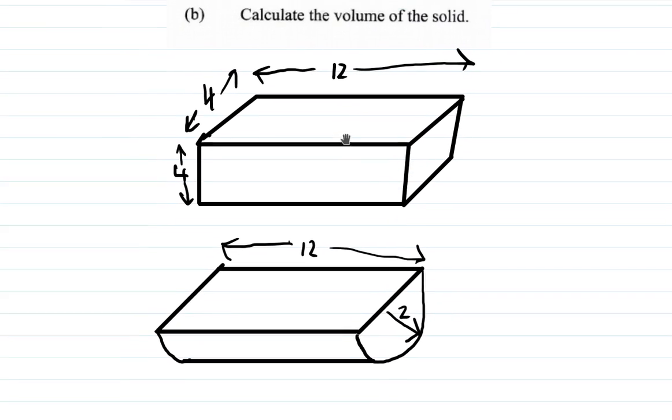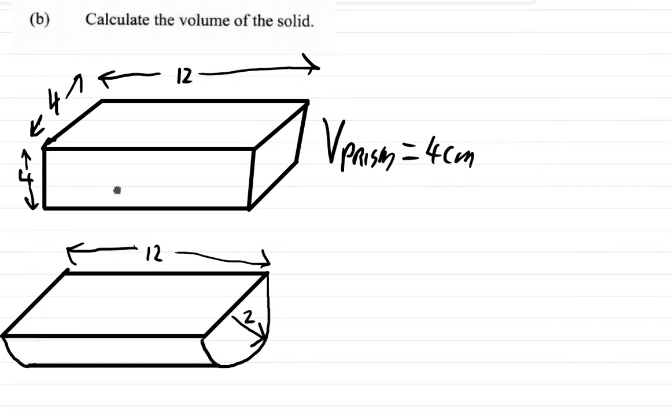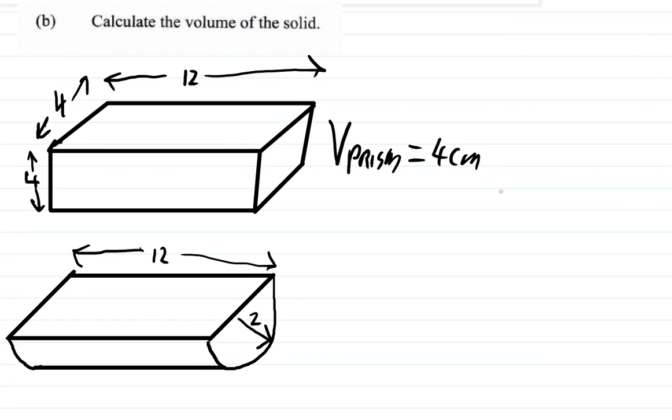So, the volume of the prism is 4 cm multiplied by 4 cm multiplied by 4 cm. 4, 4, 16, 16, 4, 64. And remember now the volume is in centimeter cube, so it's in cubic centimeters.